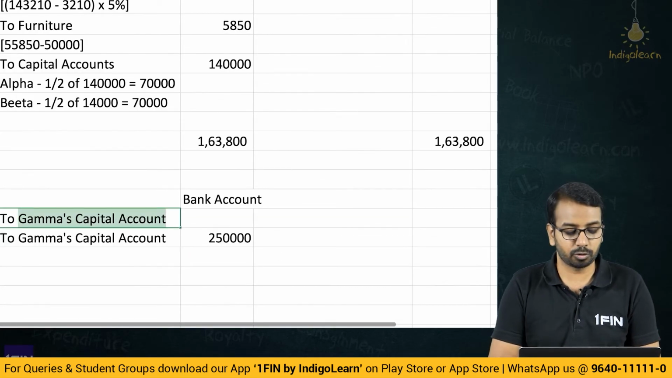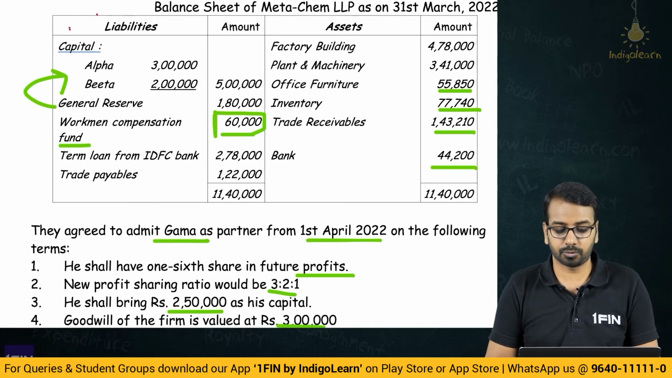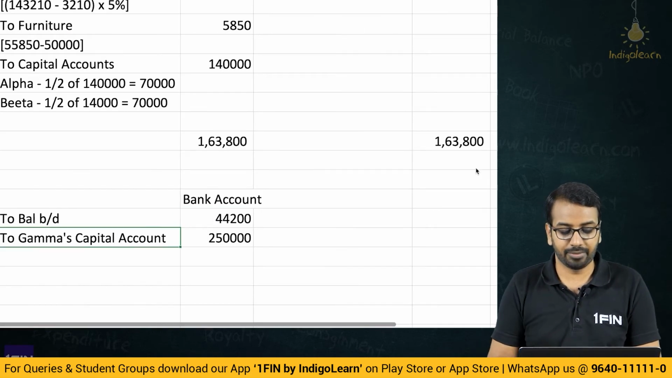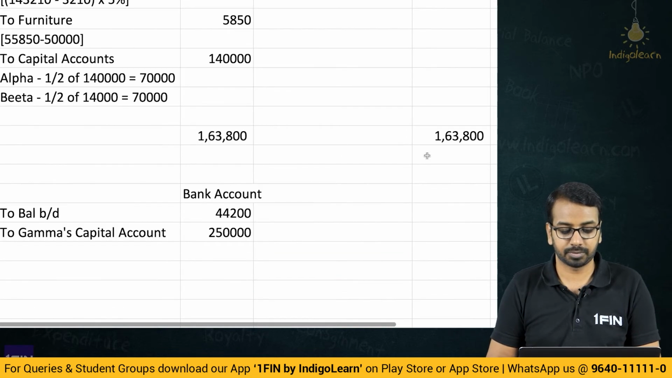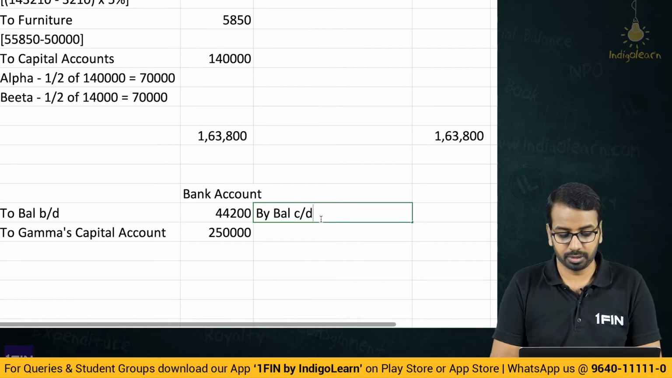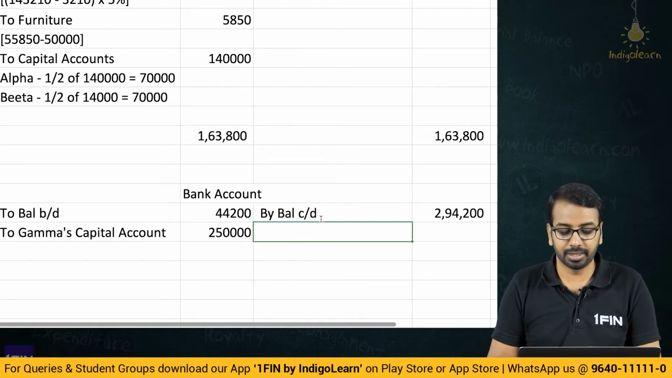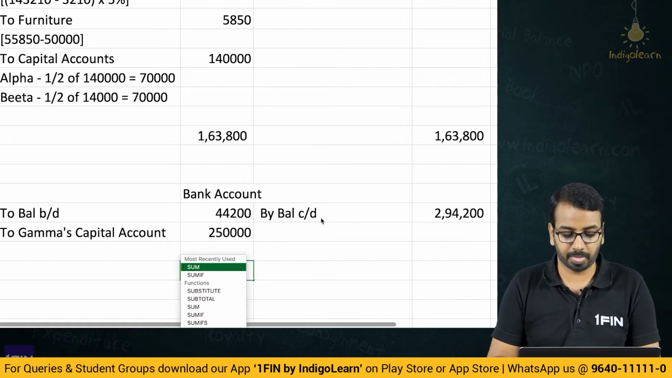Then coming to bank account, to balance brought down, we have opening balance of how much? 44,200, and we don't have any other entries, by balance carried down 2,50,000 plus 44,000, 2,94,200, that is the closing balance.